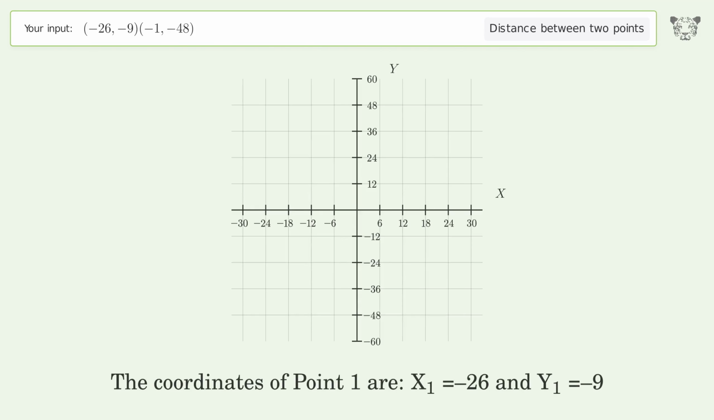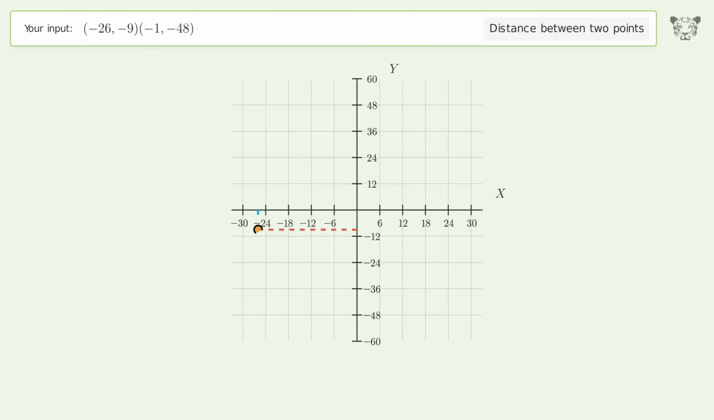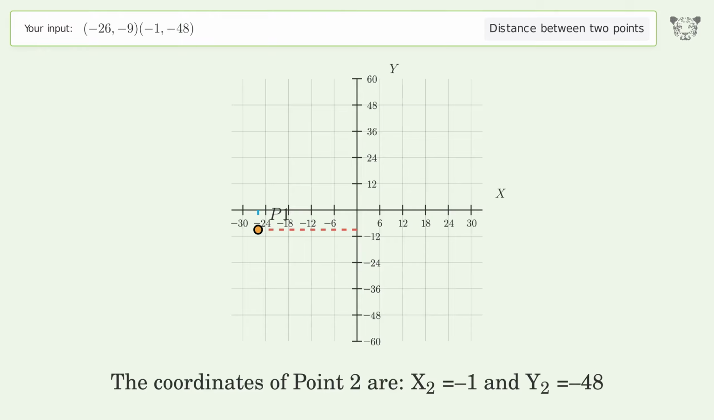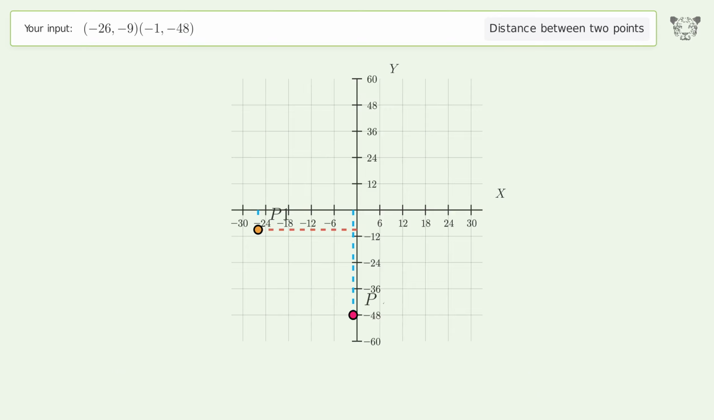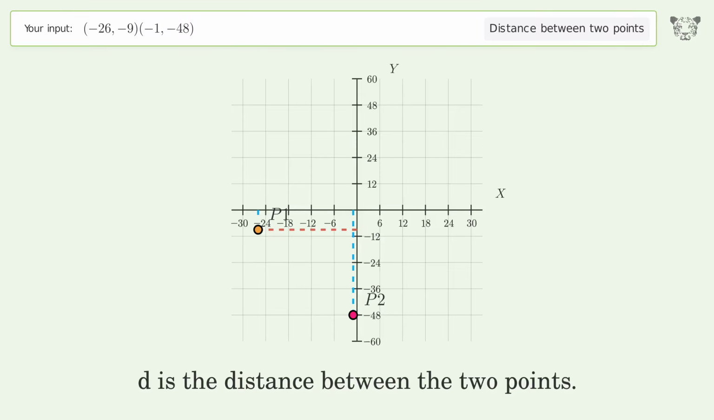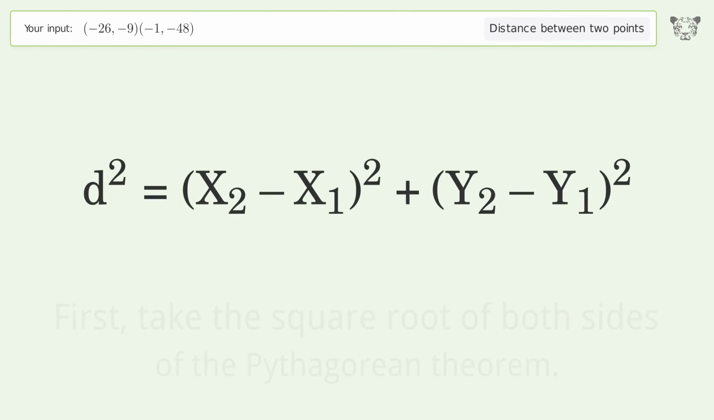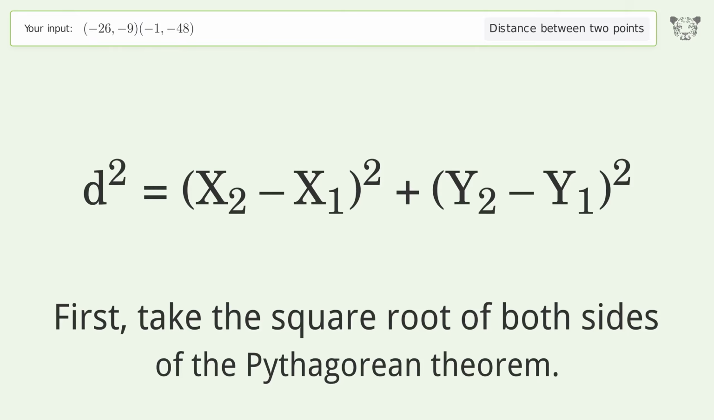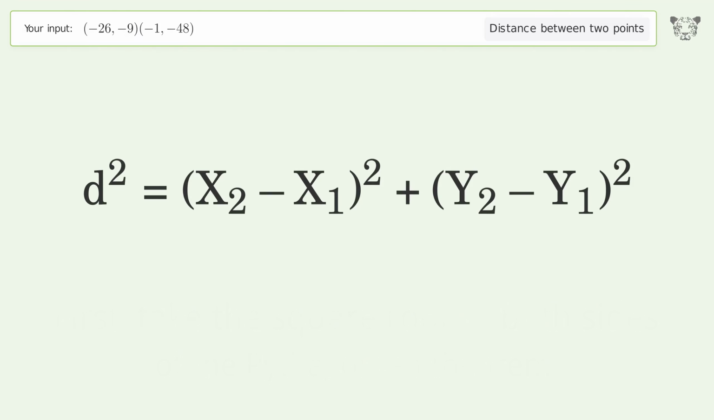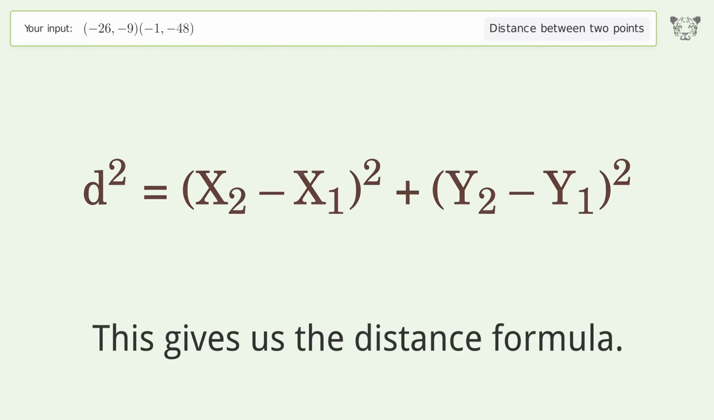The coordinates of point 1 are x1 equals -26 and y1 equals -9. The coordinates of point 2 are x2 equals -1 and y2 equals -48. D is the distance between the 2 points. First, take the square root of both sides of the Pythagorean theorem. This gives us the distance formula.